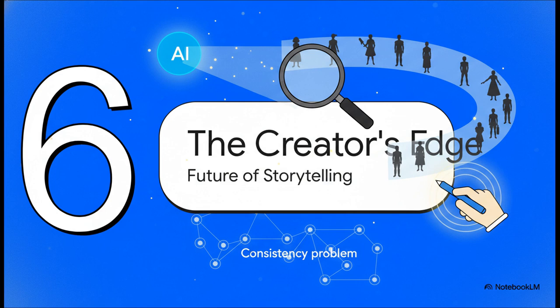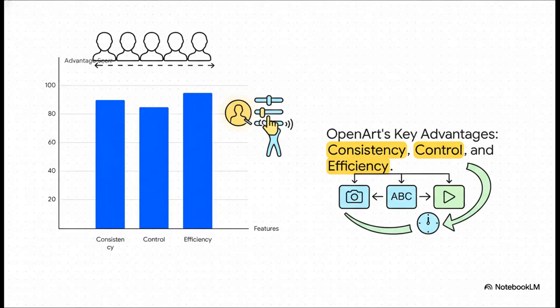Okay, let's step back for a second and think about what this all means. Section 6, the creator's edge. Why is solving this one problem, character consistency, such a big deal for the future of storytelling? Well, it really boils down to 3 huge advantages.